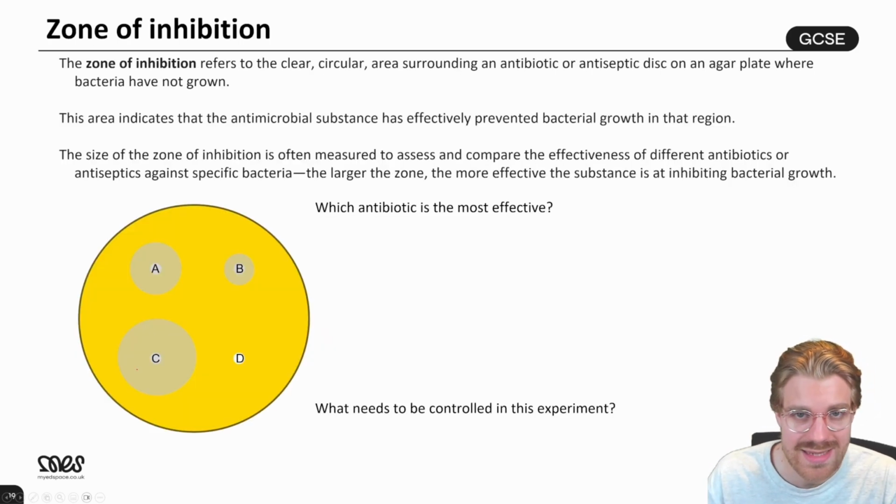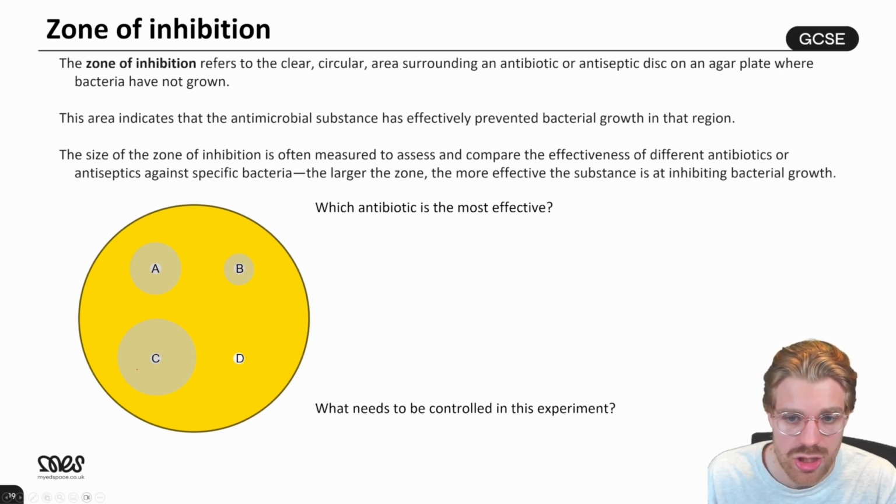Now, how do we test the effectiveness of these antibiotics then? Well, we need to calculate something called the zone of inhibition. The zone of inhibition refers to the clear circular area surrounding an antibiotic or antiseptic disc on an agar plate where the bacteria have not grown. The area indicates that the antimicrobial substance has effectively prevented the bacterial growth in that region. The size of the zone of inhibition is often measured to assess and compare the effectiveness of different antibiotics or antiseptics against specific bacteria. The larger the zone, the more effective the substance is at inhibiting the bacterial growth.